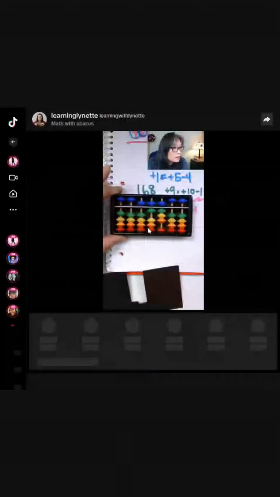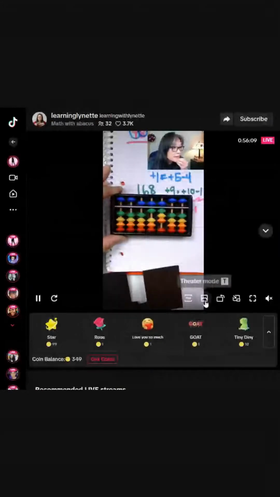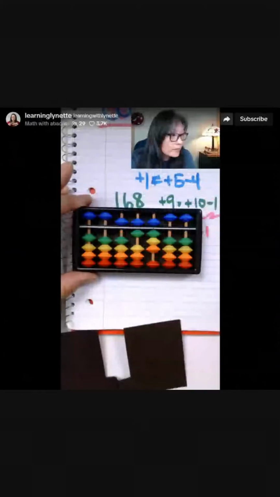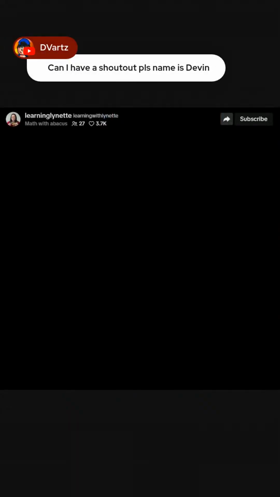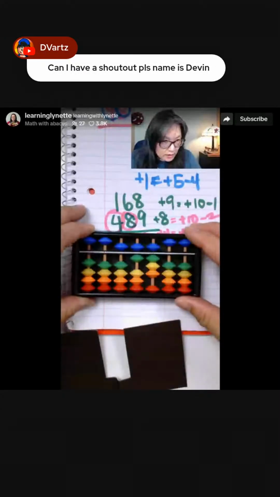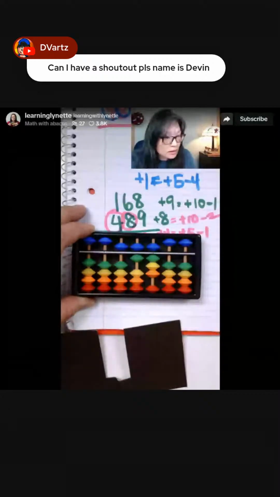This is crazy. Okay, we're going to add this way now. We're going to go 4, 8, 9. This is where we want to understand, and I'll take it slow again.